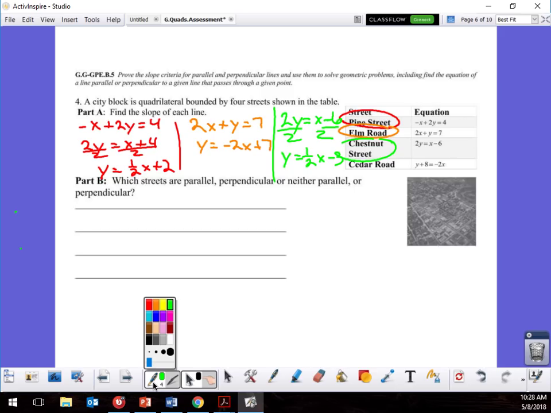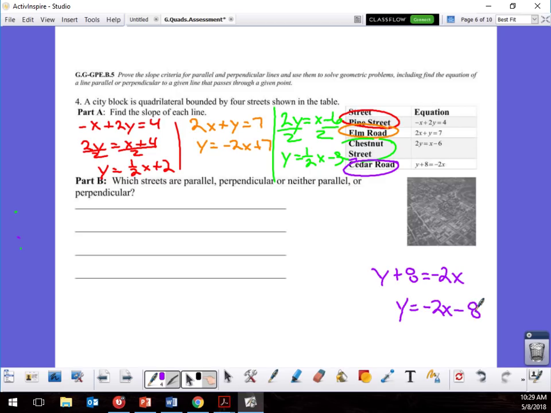And then my last one, I really didn't like that last color. It's not a good color. So it's going to be y plus 8 equals negative 2x. What would I do to get y by itself there? Add 8. So I'm going to add 8 to both sides, or I'm sorry, subtract 8. Y equals negative 2x minus 8. So I subtracted 8 from both sides.